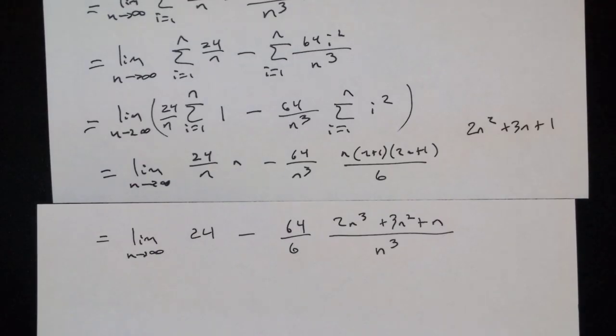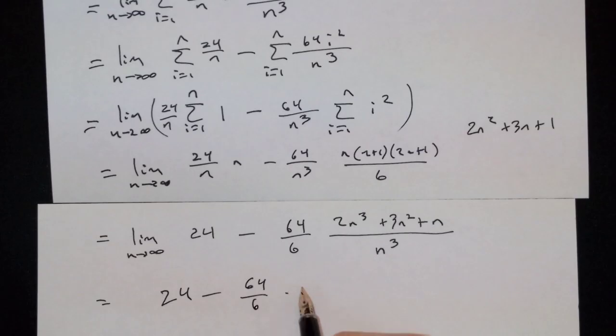Almost. I don't just cancel. When I take the limit, the highest power on top and the highest power on the bottom match. So the limit gives me the coefficient. I'm going to get a 2 when I do that limit. So when I take the limit as n goes to infinity, I get 24 minus 64 over 6 times 2.